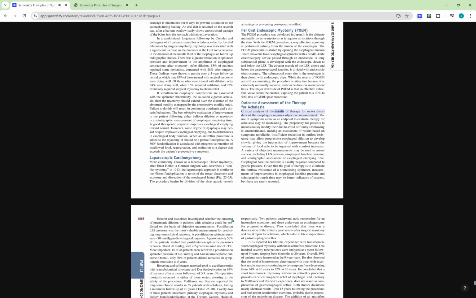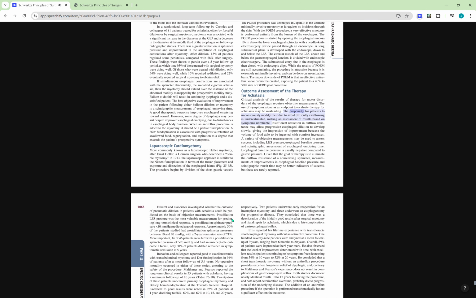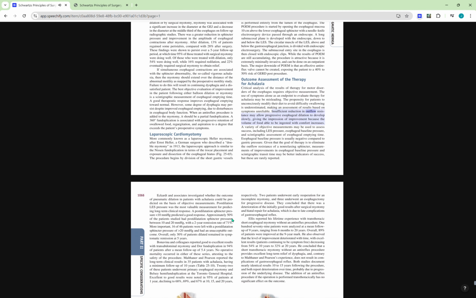Critical analysis of the results of therapy for motor disorders of the esophagus requires objective measurement. The use of symptoms alone as an endpoint to evaluate therapy for achalasia may be misleading. The propensity for patients to unconsciously modify their diet to avoid difficulty swallowing is underestimated, making an assessment of results based on symptoms unreliable. Insufficient reduction in outflow resistance may allow progressive esophageal dilation to develop slowly, giving the impression of improvement because the volume of food able to be ingested with comfort increases.